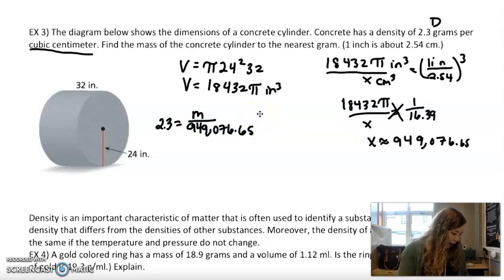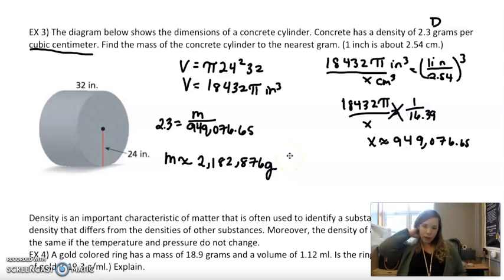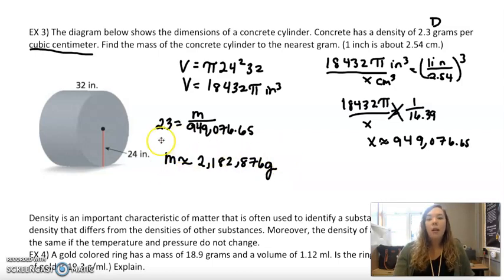So we'll take that times 2.3. So it looks like our mass would be 2,182,876. Oh, sorry about that. And it says to the nearest gram, so we would just go ahead and leave it like this, grams. And if you rounded at a different spot, you might be off by maybe you had 75 instead of 76, but this would be our final answer minus maybe some rounding error.